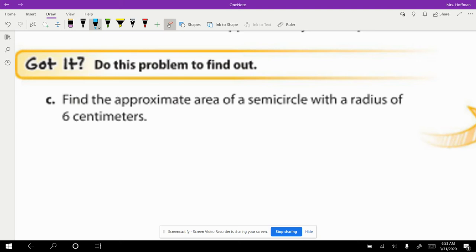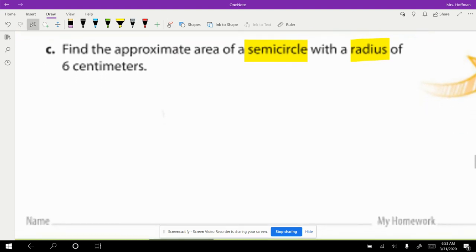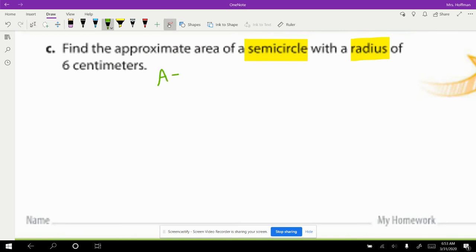Okay, this one says approximate the area of a semicircle with a radius of 6 centimeters. So they did do something nice for us. They gave us back the radius. We don't have to think too terribly hard about this one, but they also said semicircle. So these are our two key words that are going to help us to determine which formula to use. So let's give ourselves a little more space here. We know that we're going to need to use area equals 1/2 pi r squared.